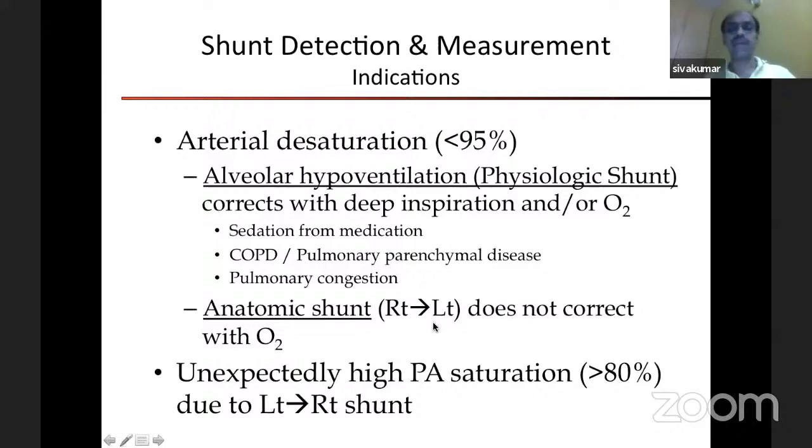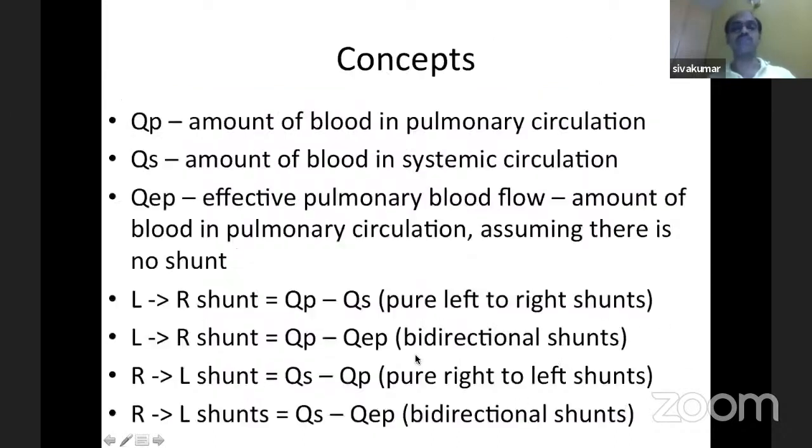Anatomical shunt is what is truly happening from right to left, like an ASD right to left shunt or VSD right to left shunt. We need to differentiate between these two. In order to do so, we need to go into the pulmonary vein and record the pulmonary venous saturation to find the difference between pulmonary vein and arterial saturation. Similarly, an unexpectedly high PA saturation of more than 80% is always due to a left right shunt.